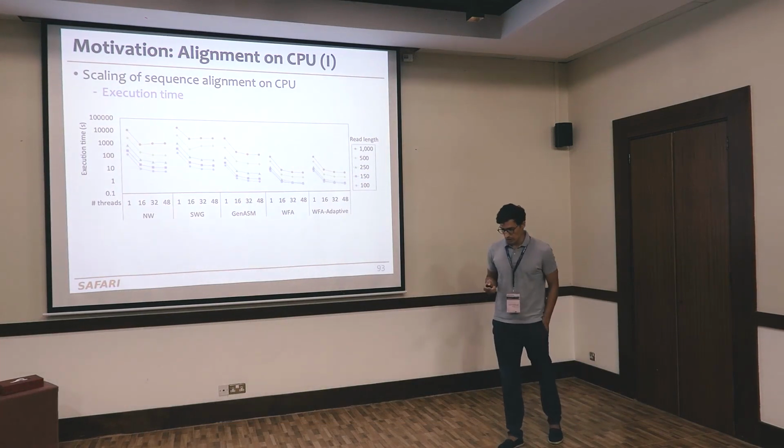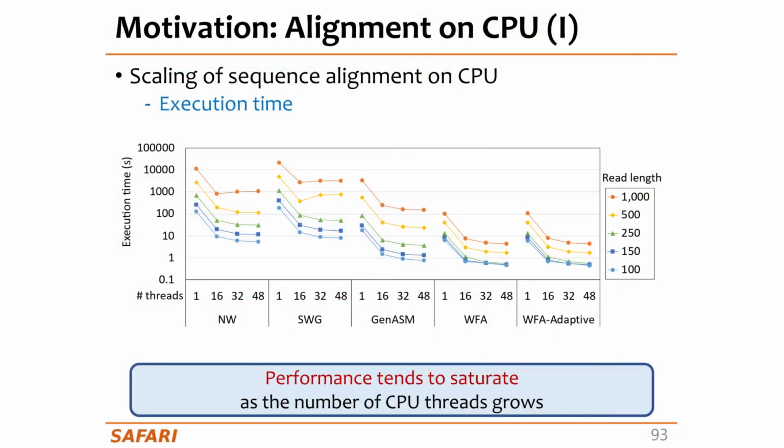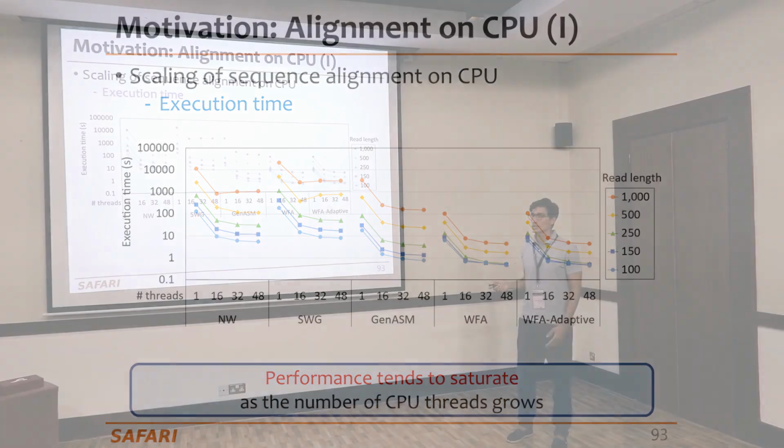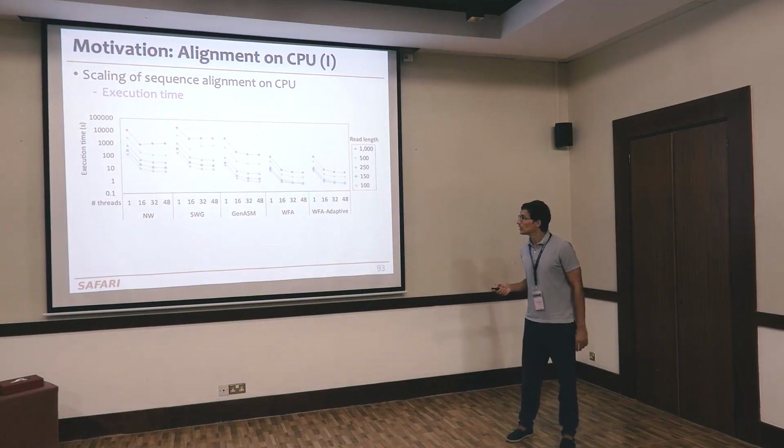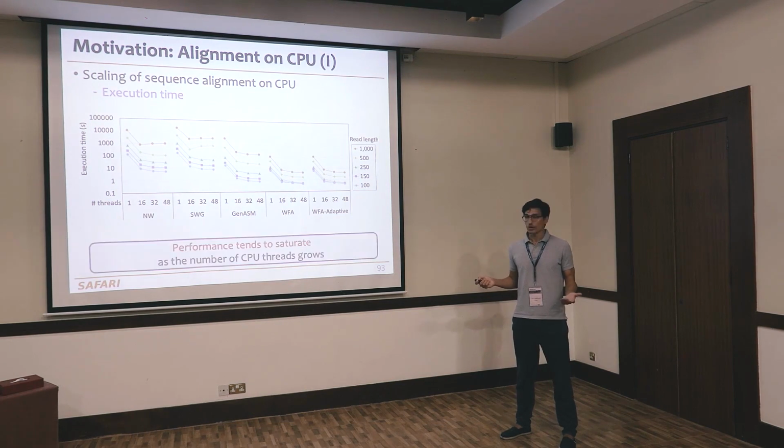One thing that we needed for a start is to have a good motivation, and the motivation is that these workloads are memory bound. That's something we show in the paper by analyzing how these algorithms scale on the CPU. So this is execution time for different numbers of CPU threads for Needleman-Wunsch, Smith-Waterman-Gotoh, GenASM, WFA, and a version of WFA that's called WFA adaptive. As you see, in all cases, performance saturates. So that clearly shows that these are memory-bound workloads.